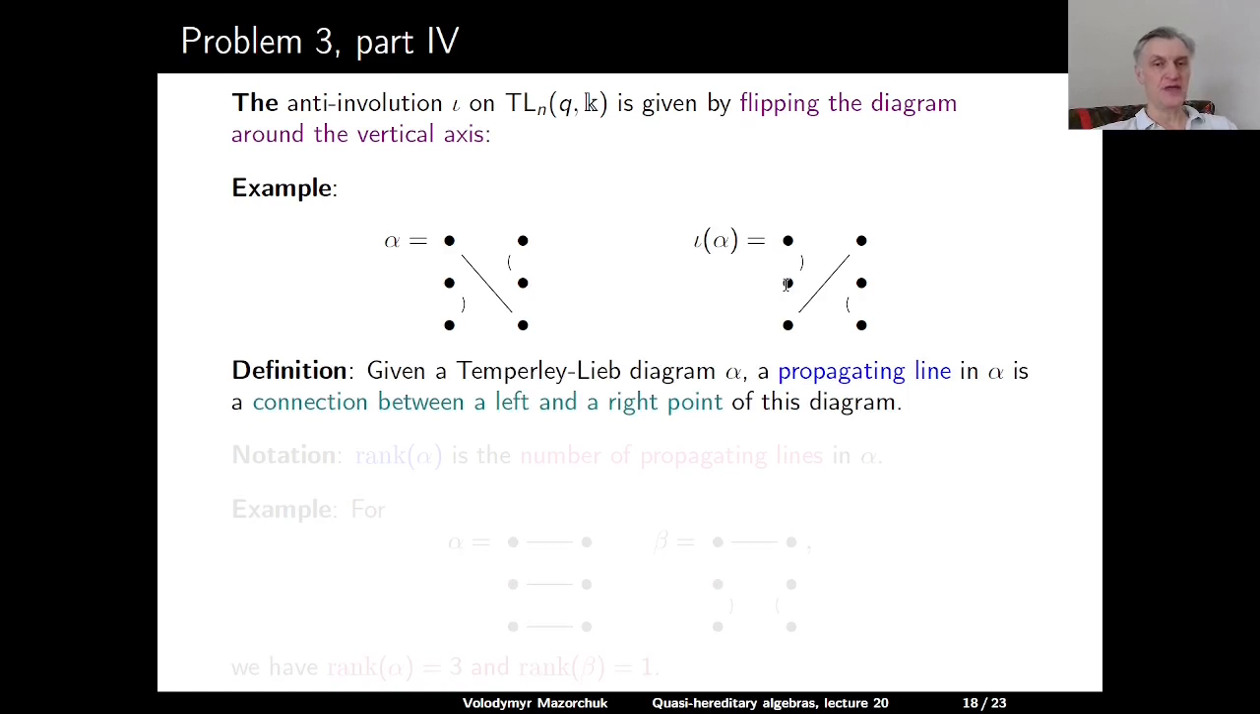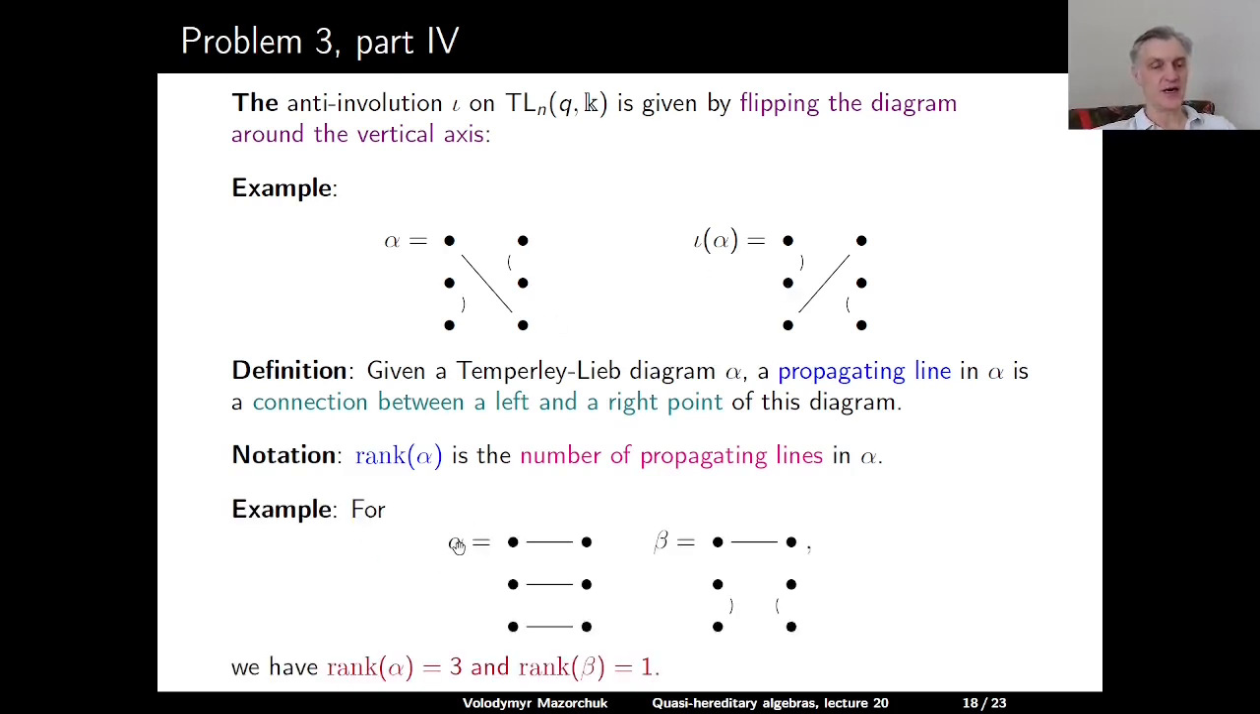A definition: given a temporal Lieb diagram, a propagating line in this diagram is a connection between the left and the right point of this diagram. The number of propagating lines of some diagram is called the rank, and denoted rank of alpha, where alpha is a diagram. For example, if we take as alpha the diagram from TL3 where all points are connected from left to right, the rank will be 3. And if we take the diagram where the top point is connected from left to right and the bottom points are connected on the side, the rank will be 1. This is the only propagating line. And here we have 3 propagating lines.